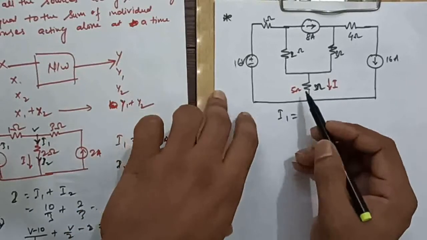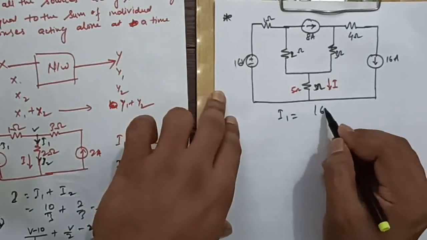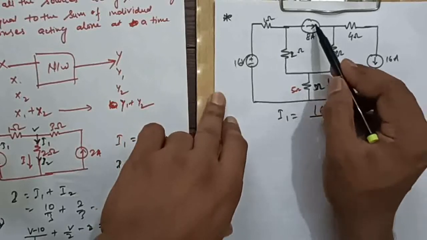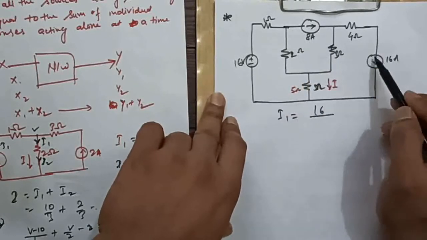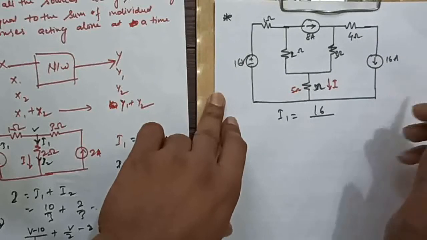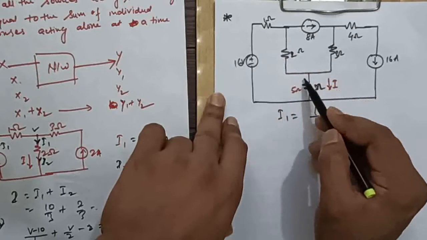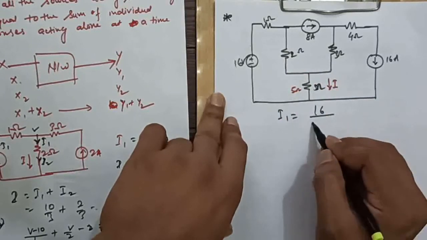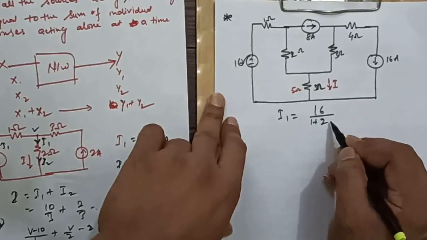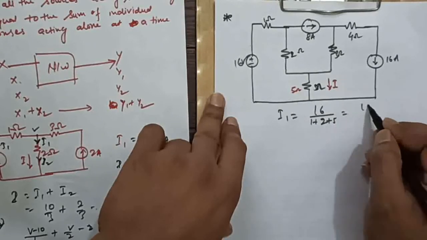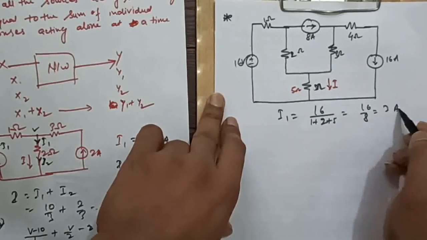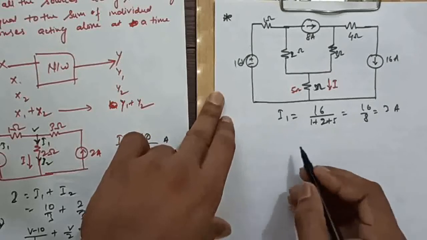I1 will be what? This 16 volts divided by, since this is open circuit, no current will flow through this. This is open circuit, so no current will go in this path. So whatever current this will deliver will go through this path only. So 16 divided by 1 plus 2 plus 5, which is 16 by 8, 2 ampere. Right?